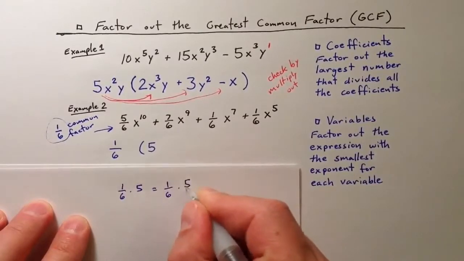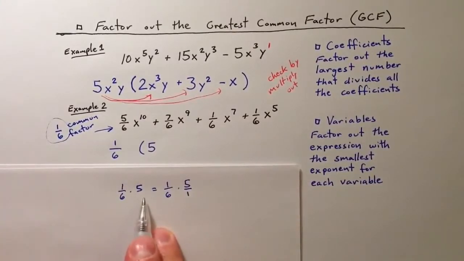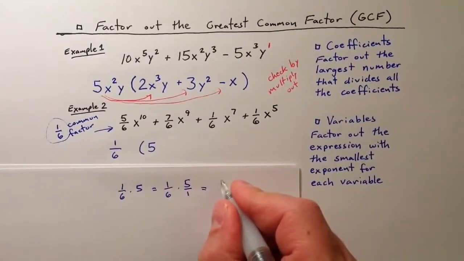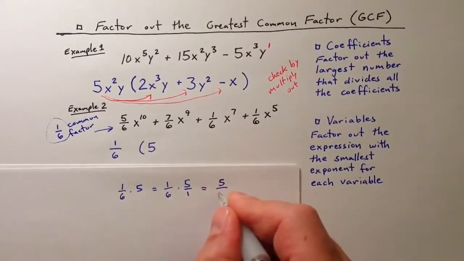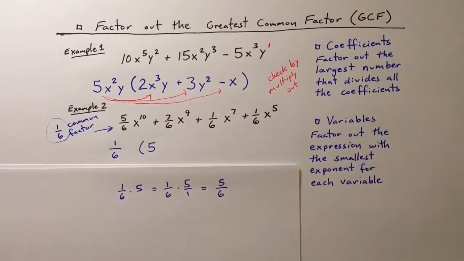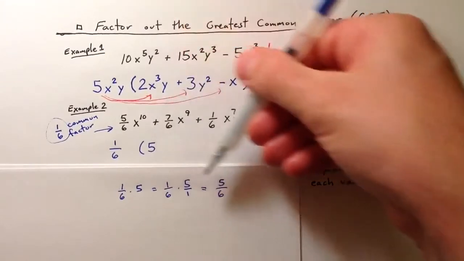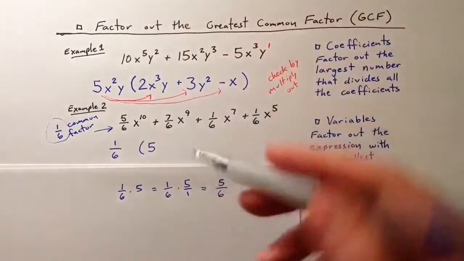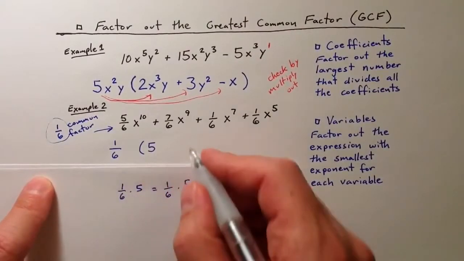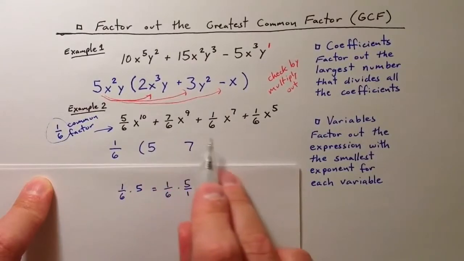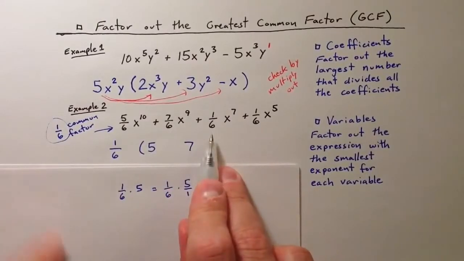times 5/1. Because if I want to turn 5 into a fraction, I can simply turn it into a fraction by writing 1 as the denominator. And then multiplication would be 5 times 1 gives me 5, and 6 times 1 gives me 6. So multiplying this back out, 1/6 times 5 is 5/6. In a similar way, 1/6 times 7 gives me 7/6, and then the last two terms are just 1/6.